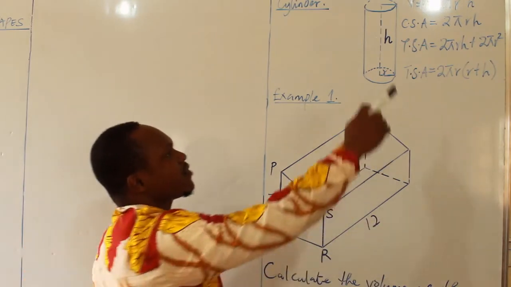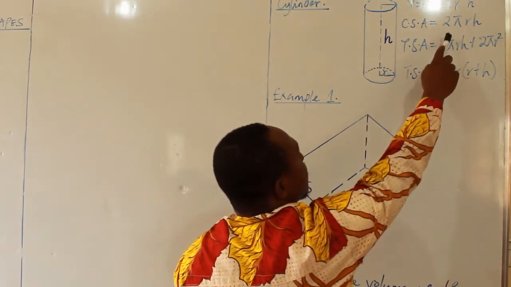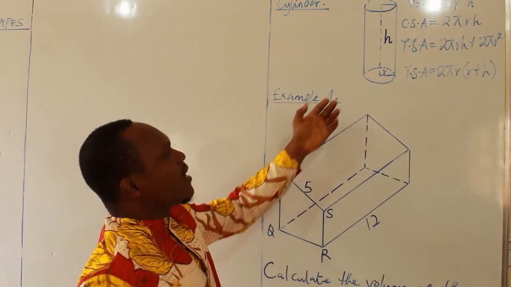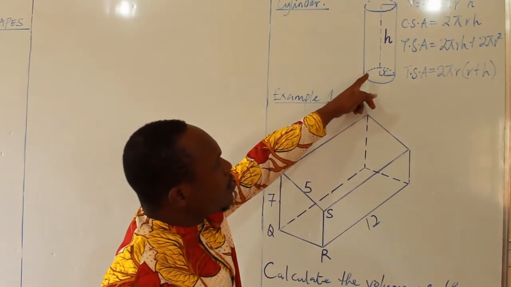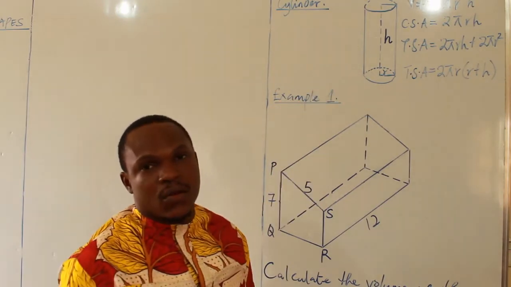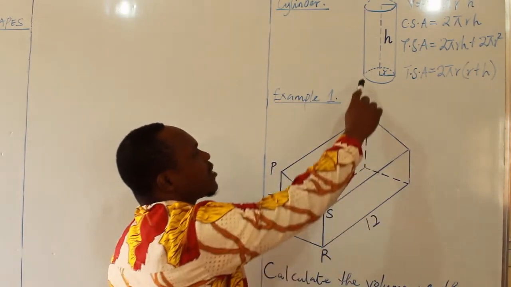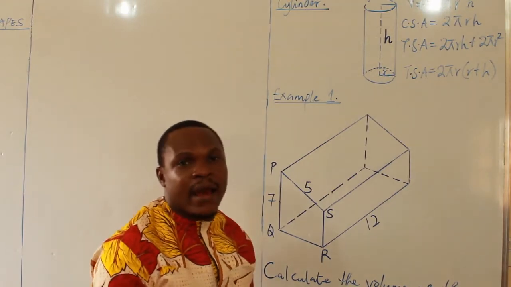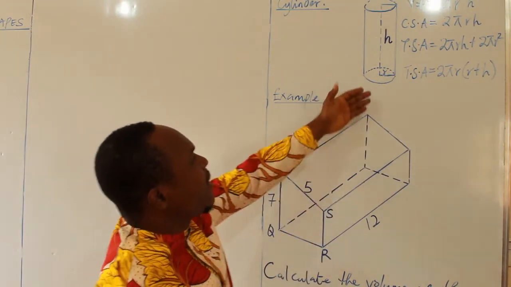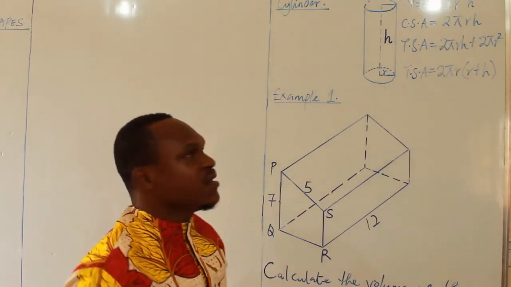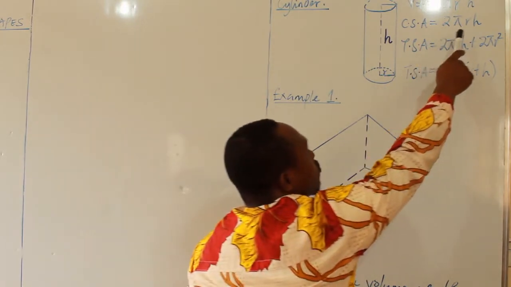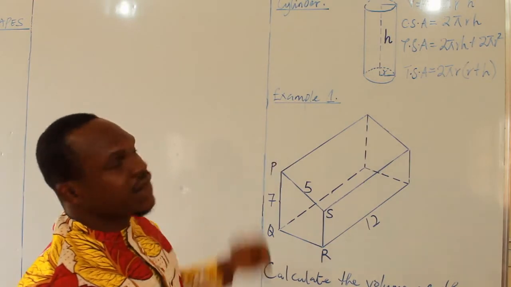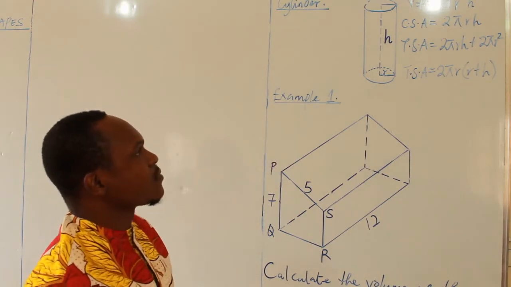Now I said the formula for the curved surface area of a cylinder is 2 pi r h. How did I get that? If you look at the bottom and the top, they are both circles, okay? So the perimeter of a circle, which is the circumference of a circle, is 2 pi r, multiplied by the height of the cylinder. That's what gives us 2 pi r h as the formula for the curved surface area of a cylinder.